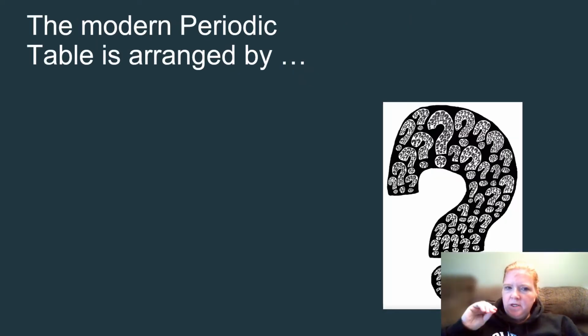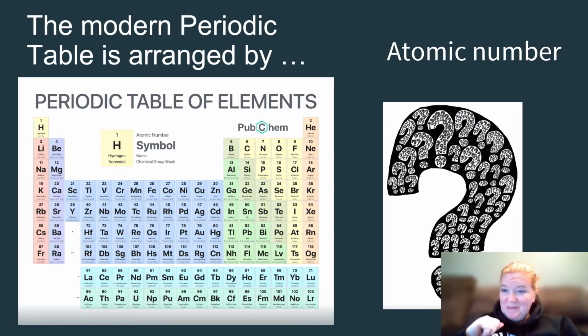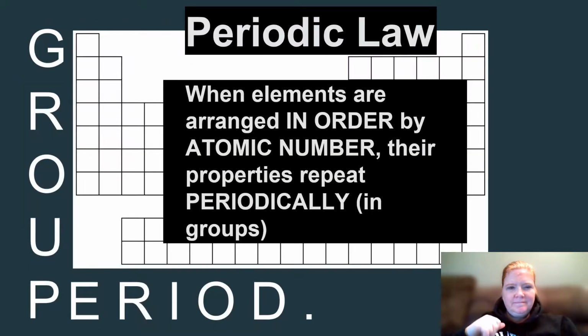So the modern periodic table is arranged by what? Atomic number. You got it. And that's evidence of the periodic law. So when elements are arranged in order by their atomic number, their properties repeat periodically. And they end up in groups. And here's a little way to remember group versus period. Notice period at the end of the sentence.